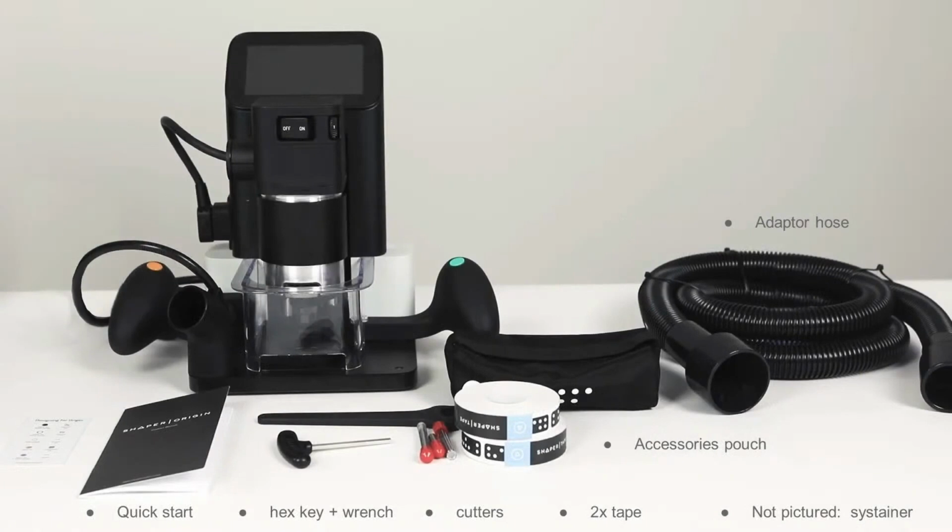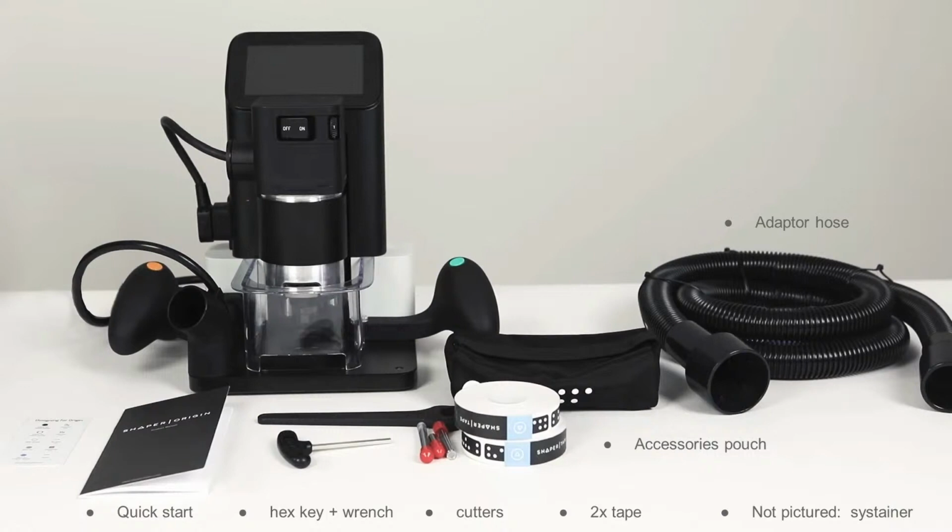All right, so this is what comes in the box with Origin. You have Origin, everything comes ready to go. You basically just need to plug it into power and a vacuum, and you're ready to go. So you get the manual, you get a couple bits to start, some shaper tape, all the tools you need to change the bits, a pouch to put everything in, and the accessory hose.